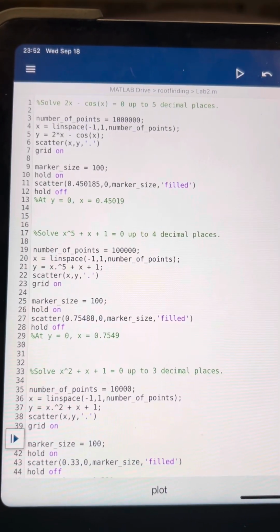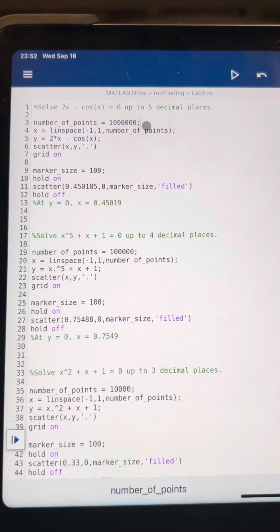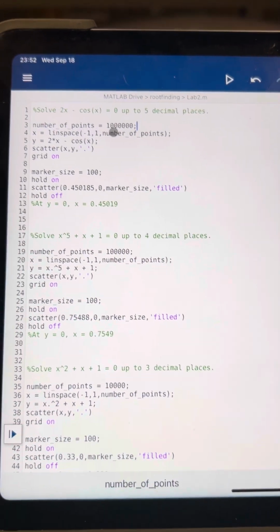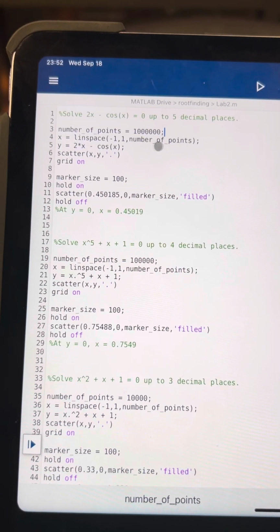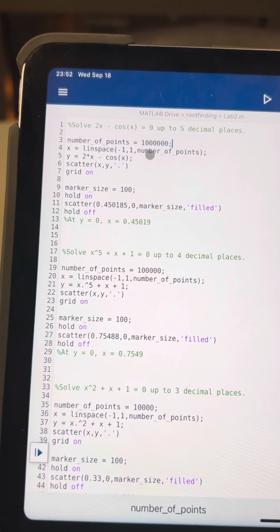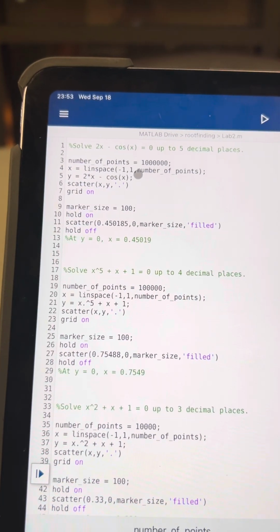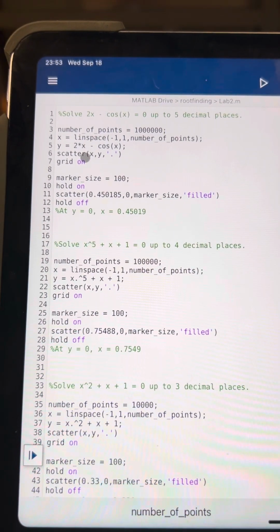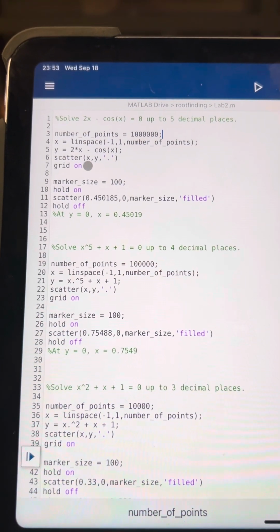So what I did was I assigned the number of points to be up to 1 million, because that's going to help you get to 5 decimal places. And then I used a linspace to define the range of x, and I set the n or the iterations to be up to the number of points. And then I also defined what y is. y is going to equal 0, which equals this equation up here. And then after that, I just scattered the plot.